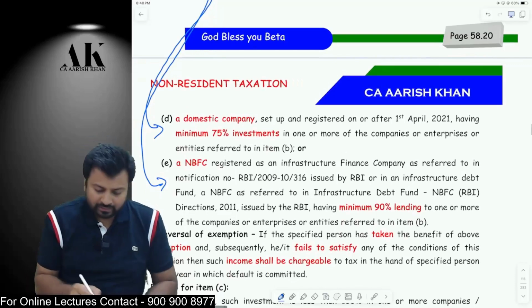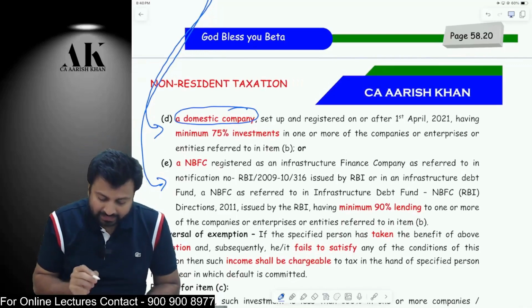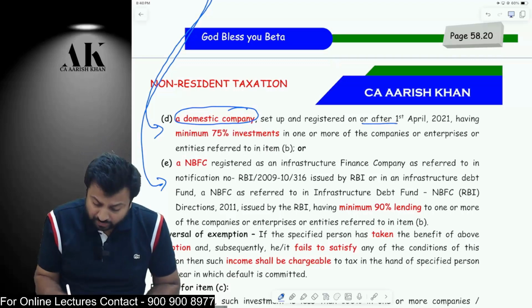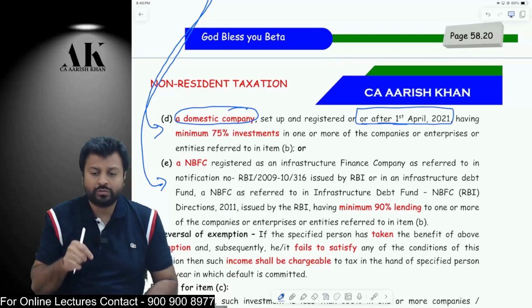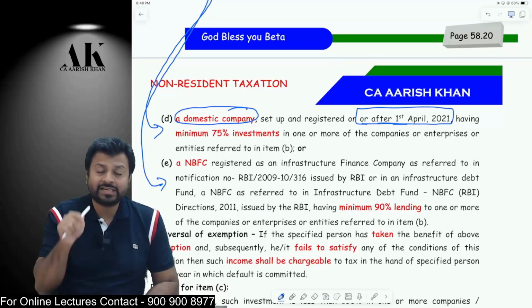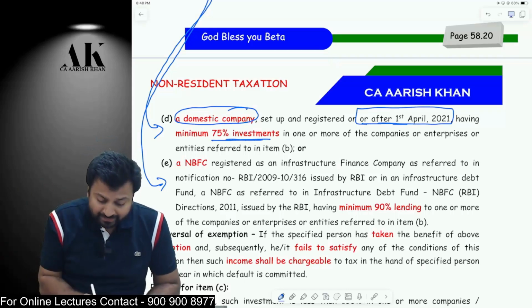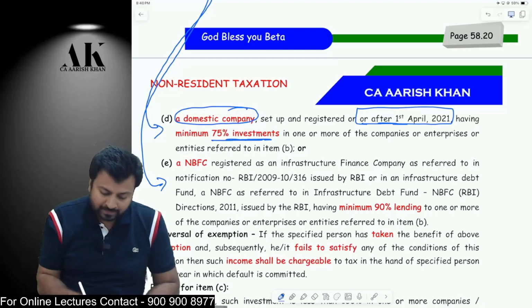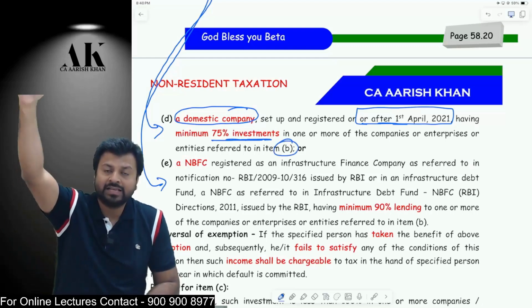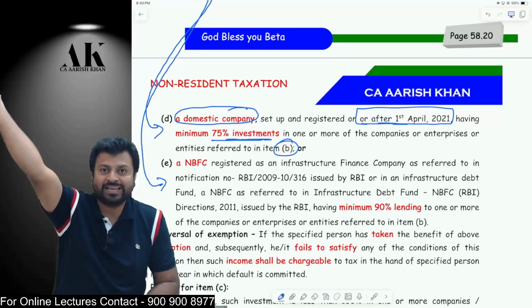Now the fourth one, they will invest in a domestic company. Which kind of domestic company? Which is newly registered on or after 1st April 2021. It should be recently registered domestic company with minimum investment of 75% in which company? In point number B, that is in Adani Enterprise. That is in point number B, that is a company which is engaged in what?